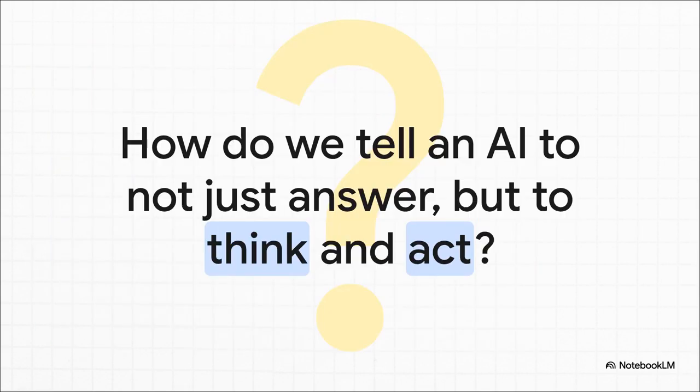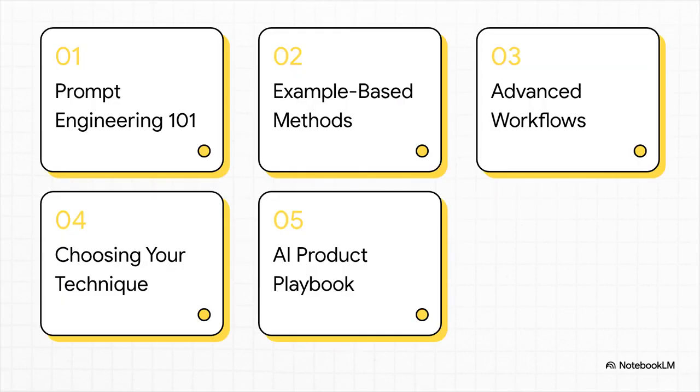How do you move beyond just simple questions to create these complex, super reliable AI systems that can actually reason through problems? In this explainer, we're going to break down exactly how you can do just that. So here's the plan. We'll kick things off with the basics of what prompt engineering even is. Then, we'll dive straight into the example-based techniques. And after that, we'll get into the really cool stuff, advanced reasoning and workflows. We'll also look at how to pick the right technique for whatever you're doing, and then wrap it all up with an AI product playbook so you can put this all into practice.